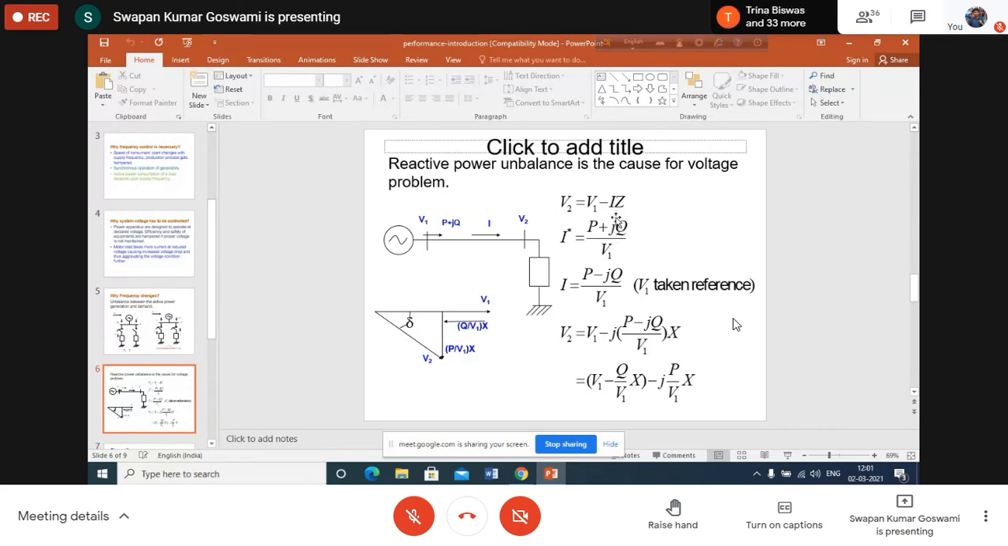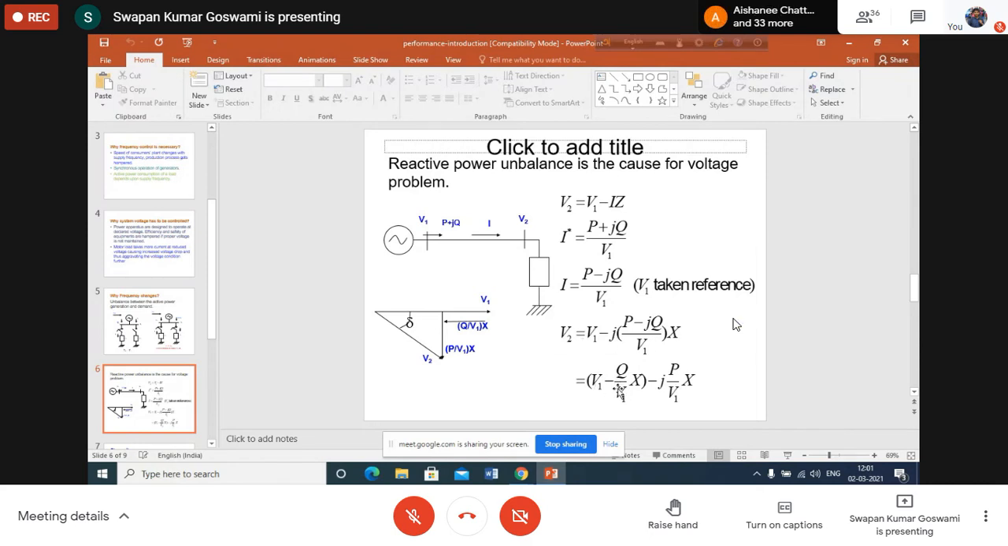So V2 will be V1 minus jX into I. This j comes here because of the inductive reactance, jX. And the current is (P minus jQ) by V1. So this is the load end voltage. We are assuming that the generator end voltage is fixed. So what is the load end voltage?